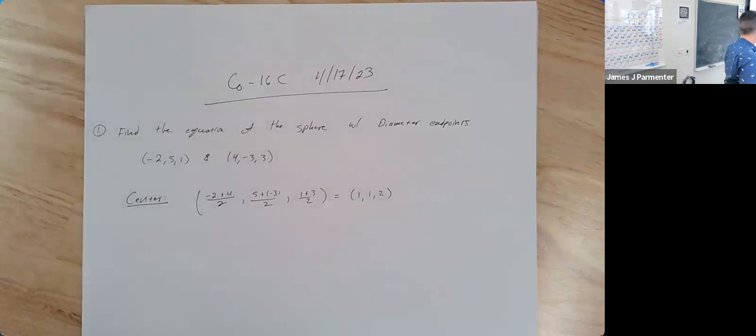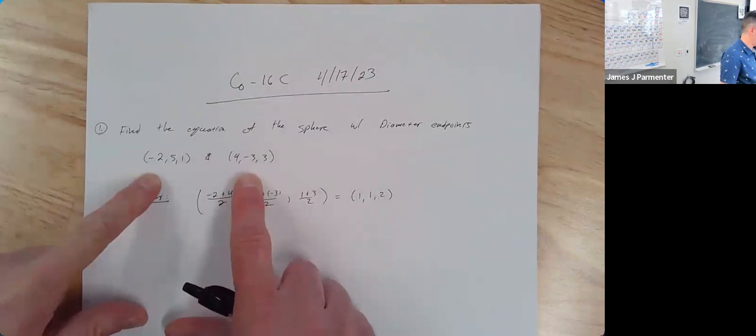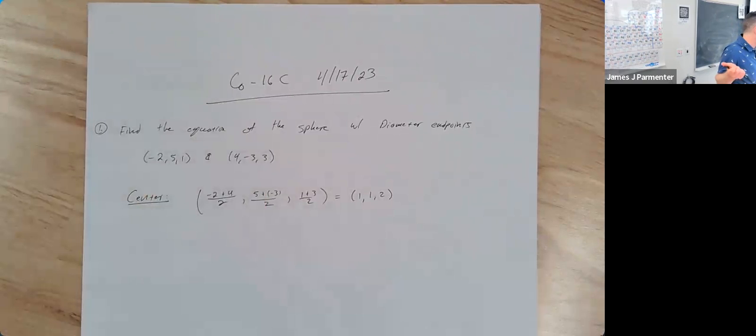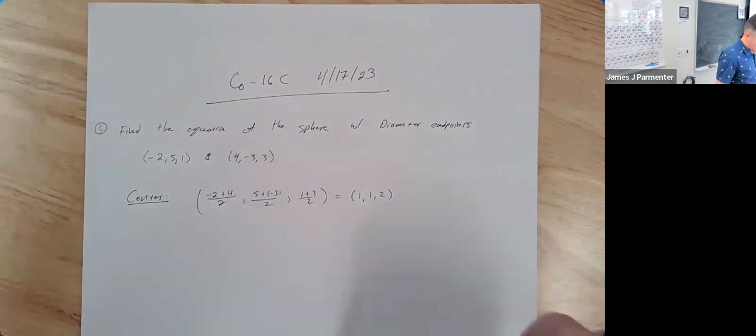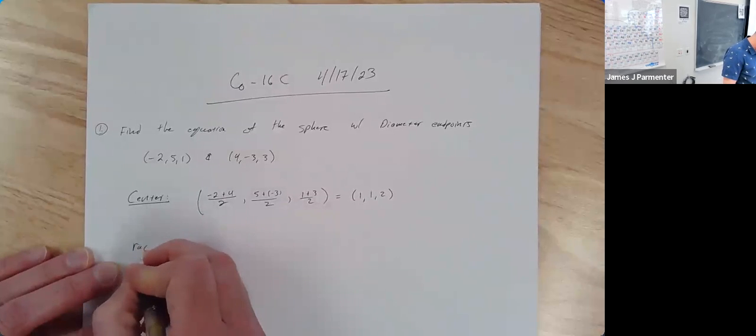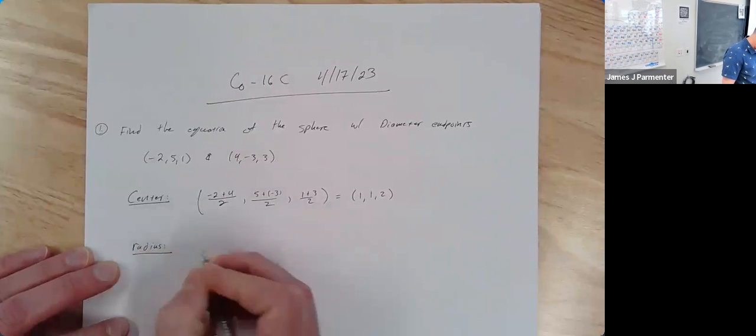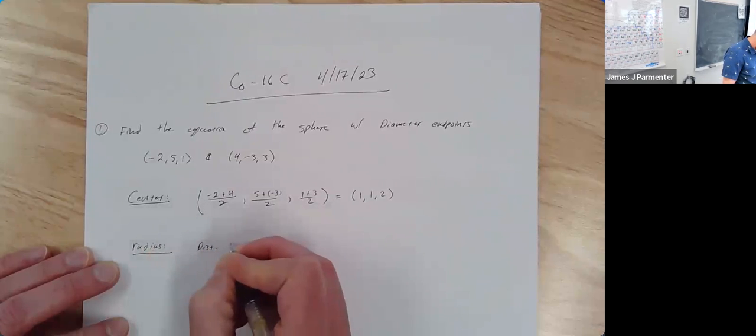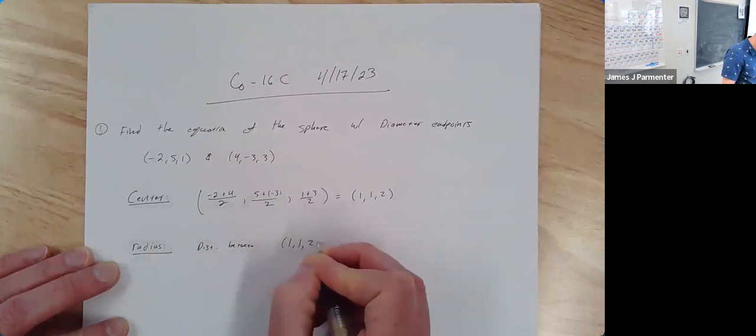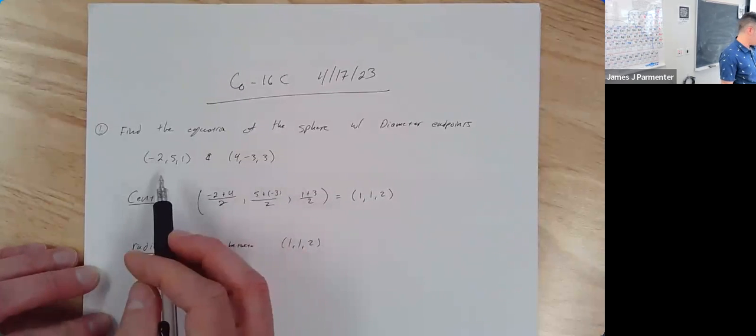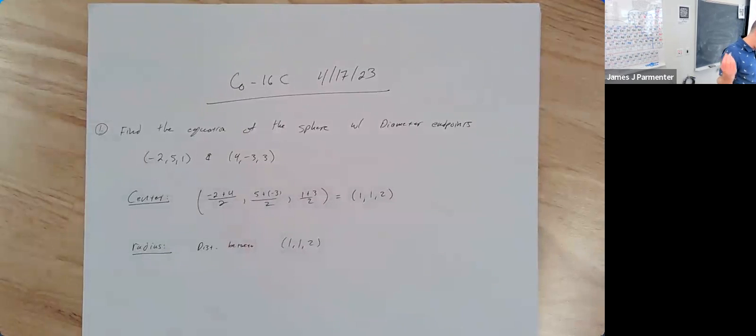Then to find the radius, you can do it one of two ways. You can either find the distance between your diameter endpoints, which is the length of the diameter, then cut it in half, or find the distance between your center and either one of those endpoints to find the length of the radius. I kind of like doing it the second way, personally. So I'm going to find the distance between my center, 1, 1, 2, and either one of those other 2 points. If either one didn't have any negatives, I'd pick that one, but since they both have negatives, it doesn't really matter which one I pick.